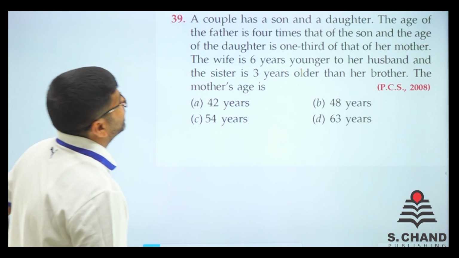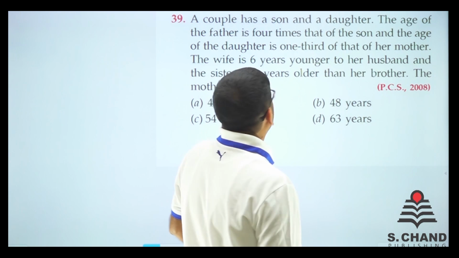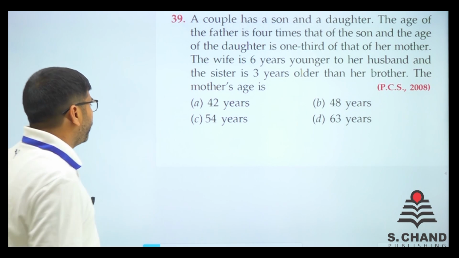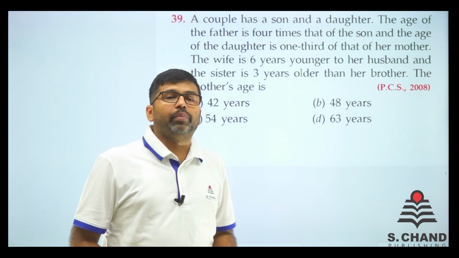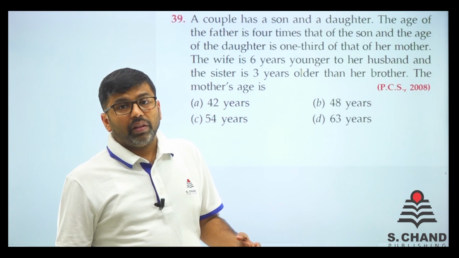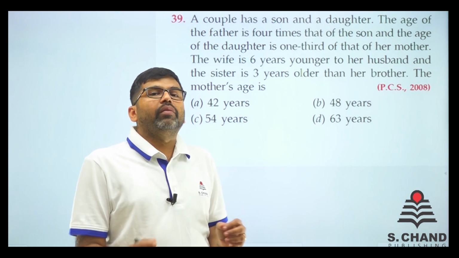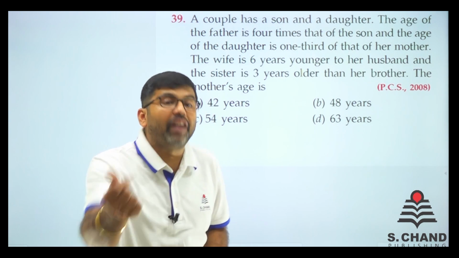Okay, move on to question number 39. A couple has a son and a daughter, right? Great. The age of the father is 4 times that of the son. What I do is, I consider 4 variables. Father is F, mother is M, son is S, and daughter is D, so that we will frame the equations very fast.